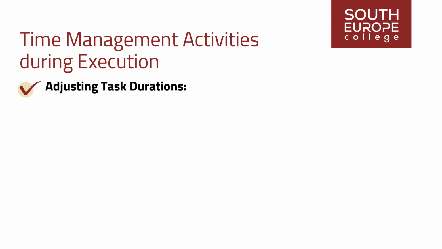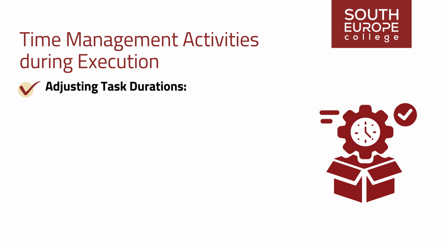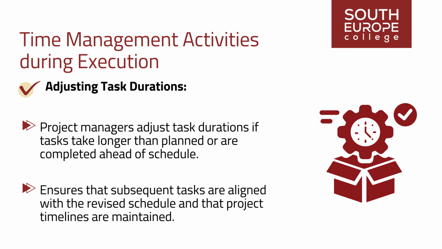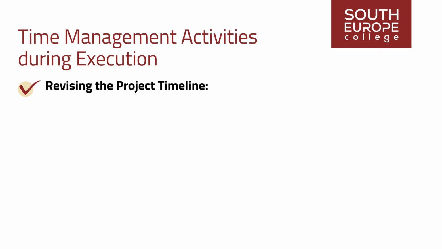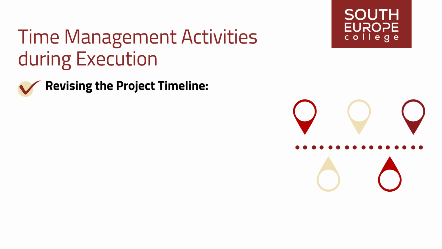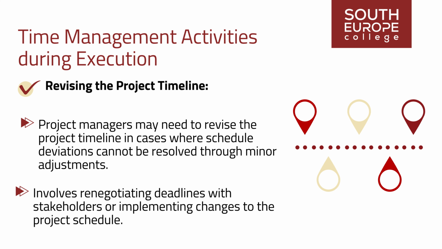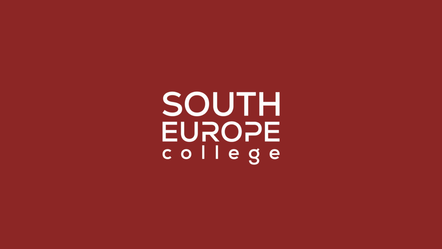Adjusting task durations. If tasks take longer than planned or are completed ahead of schedule, project managers adjust task durations accordingly. This ensures that subsequent tasks are aligned with the revised schedule and that project timelines are maintained. Revising the project timeline. In cases where schedule deviations cannot be resolved through minor adjustments, project managers may need to revise the project timeline. This could involve renegotiating deadlines with stakeholders or implementing changes to the project schedule to accommodate new constraints or requirements. This is the end of this segment of our lesson.